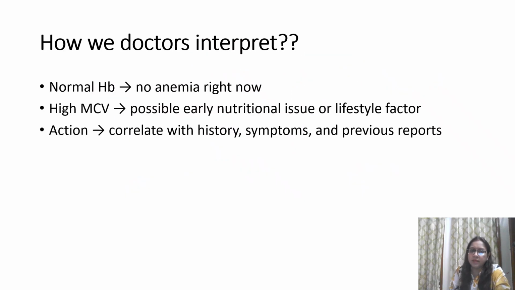So till now, as long as hemoglobin is normal, there is no anemia in the patient right now. High MCV can be because of, as we discussed, early nutritional issues, lifestyle disorders, any liver or thyroid abnormalities, or the patient being on some kind of medication. So the action we need to take is that doctors will correlate the symptoms, history and other previous reports and keep you under hematological follow-up.